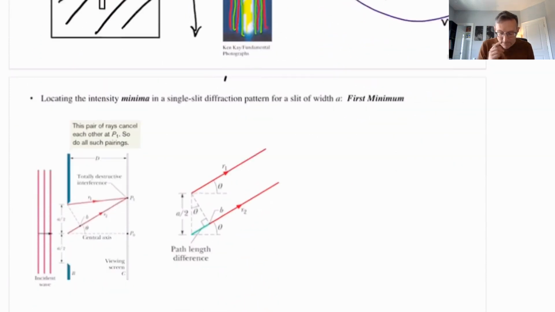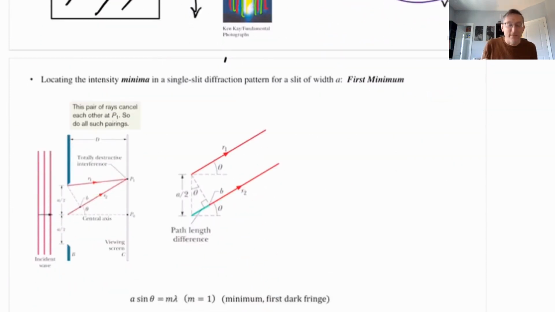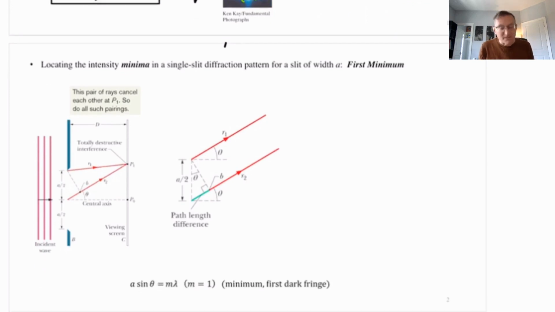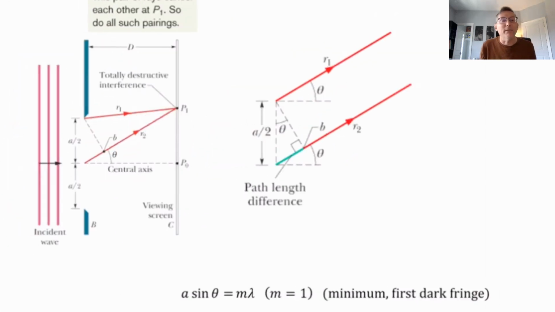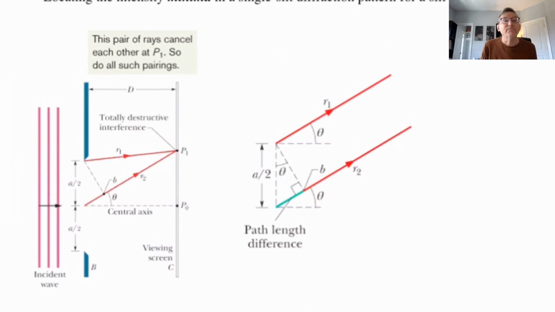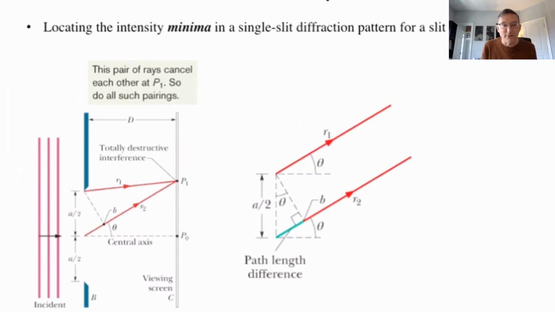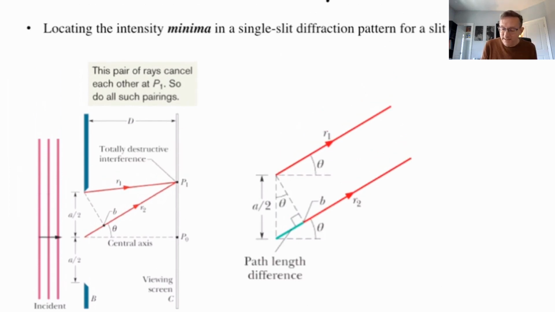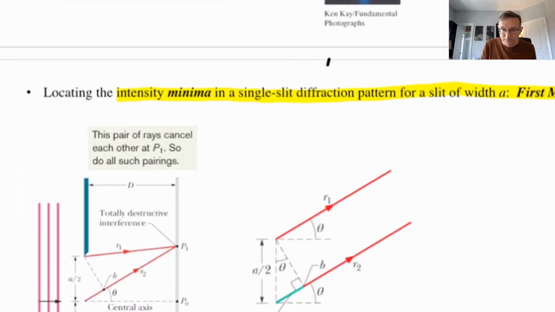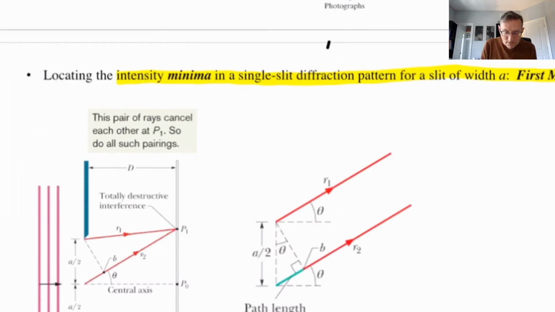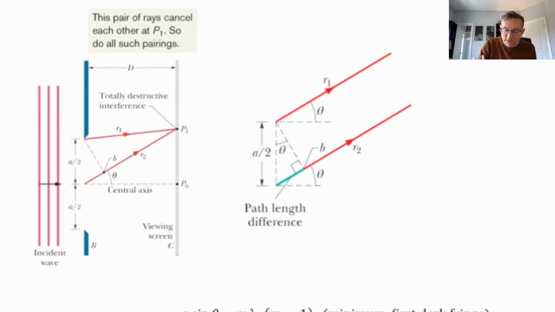Okay? All right. So, what we have here is a picture, a very schematic picture, of the single slit geometry. Let me zoom in a bit so you can see it a little better on the left here. And what we want to do with this picture is locate the intensity minima in a single slit diffraction pattern of width a. And we're going to find the first minimum. Okay? The first. All right, now let me show you the geometry. We've got to be clear about it.